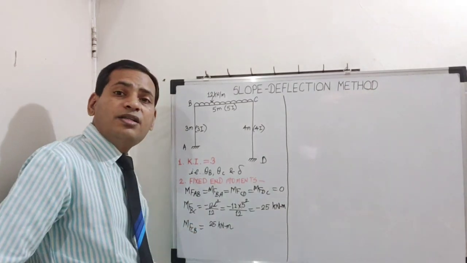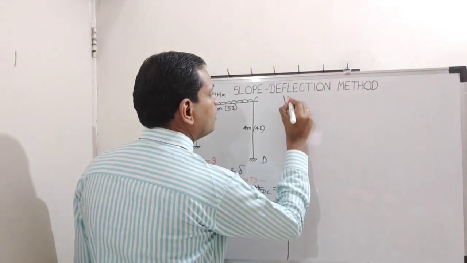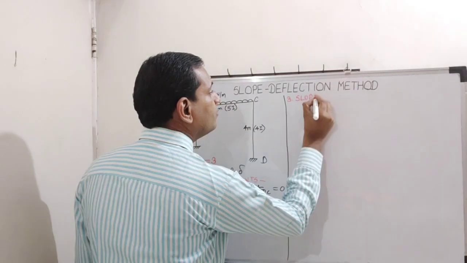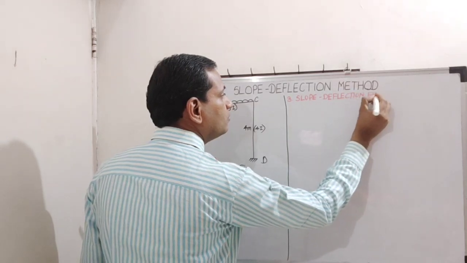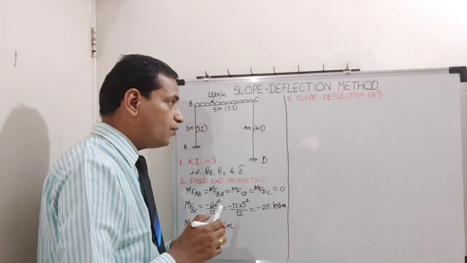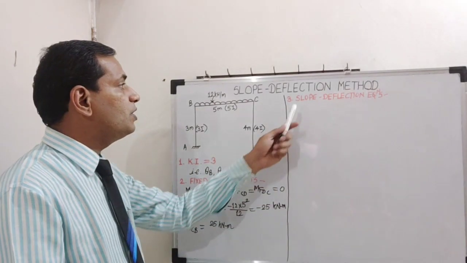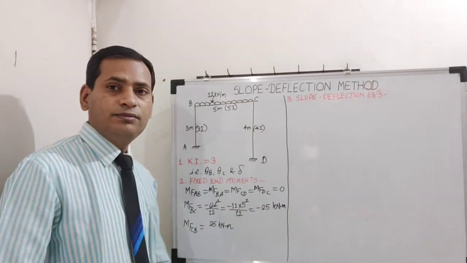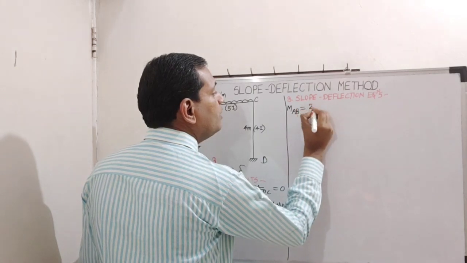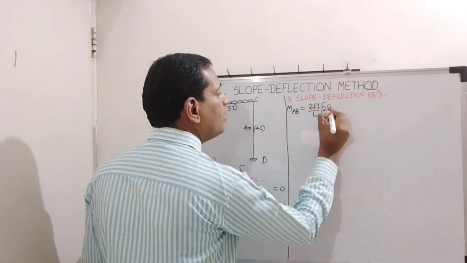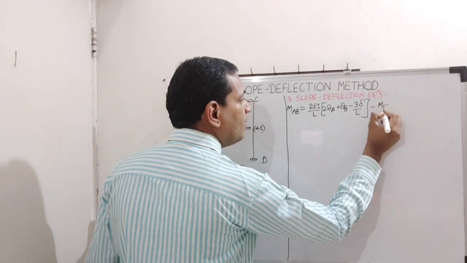Next will be step number 3. What will be step 3? Slope deflection equations. This is a little bit lengthy. So let us now form six equations which are slope deflection equations. So MAB will be first. So 2EI by L into bracket 2 theta A plus theta B minus 3 delta by L minus MFAB.